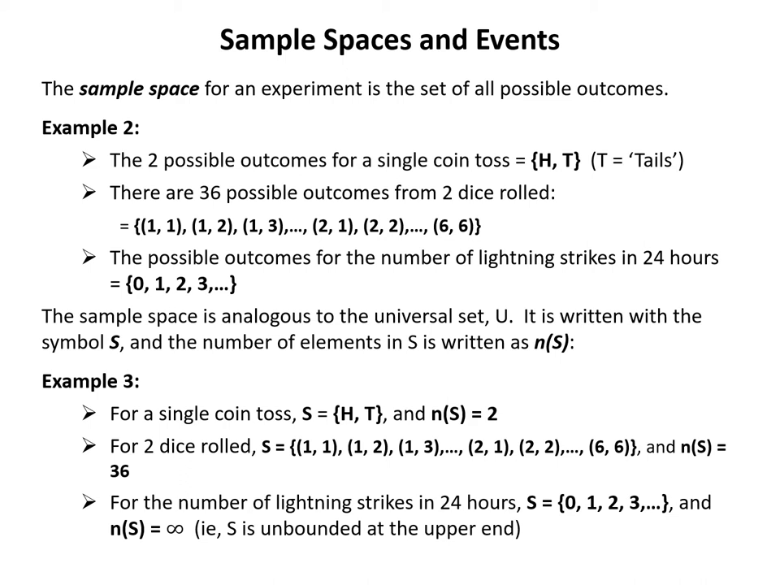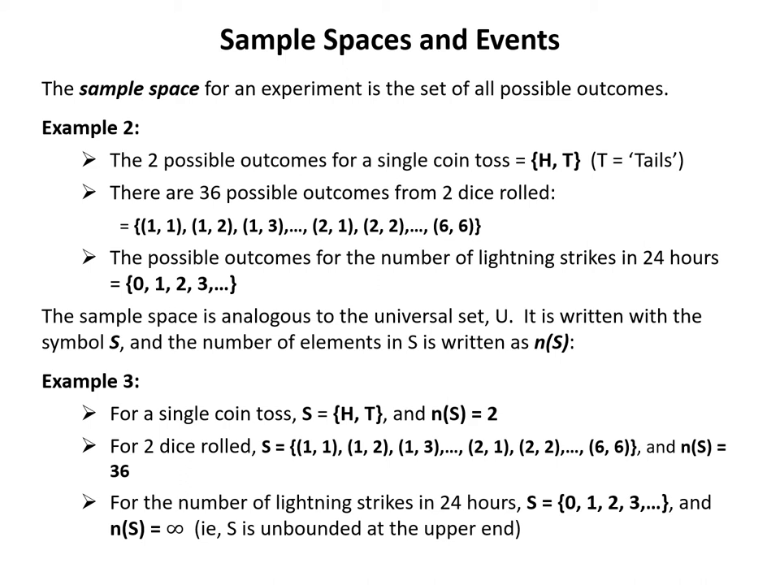We can systematically list them starting from the lowest outcome of (1, 1), and then (1, 2), and then (1, 3), and then dot, dot, dot, and then you see some more: (2, 1), (2, 2). We can even write dot, dot, dot again. It's another way of writing this list without writing every single possible outcome. And then finally, the last outcome, if we listed them in this sort of order, would be the highest possible outcome, which is to get a 6 on both dice.